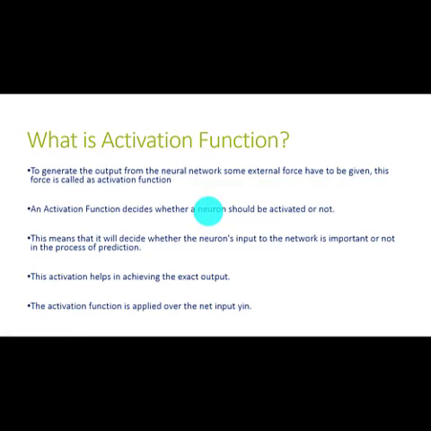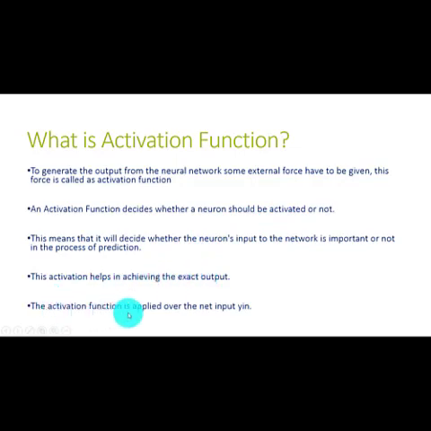The value depends on the activation function. The output of the activation function will decide whether we have to activate the neuron or whether the neuron should not be activated. The activation function helps in achieving the exact output. We are applying some external force so that we can achieve the exact output that is required by the application.